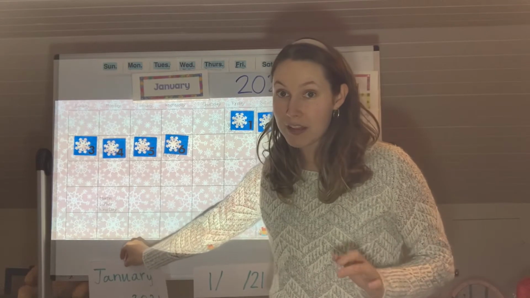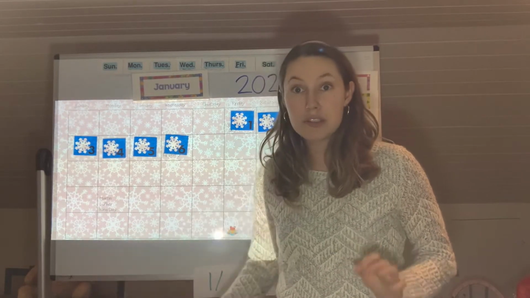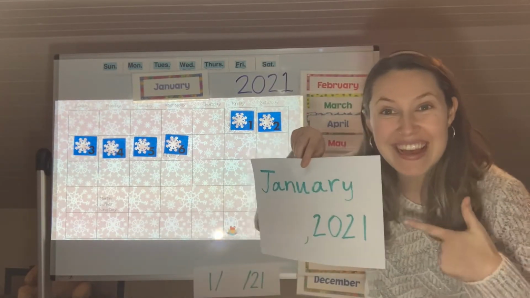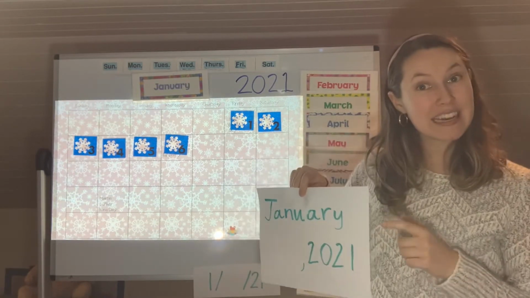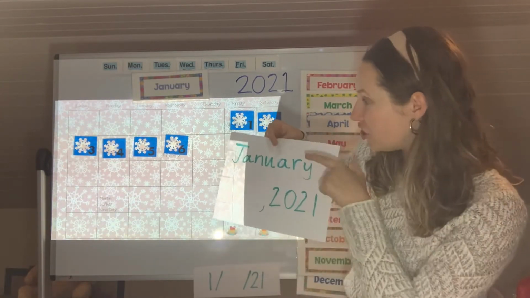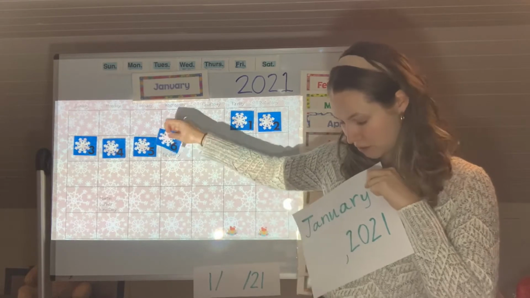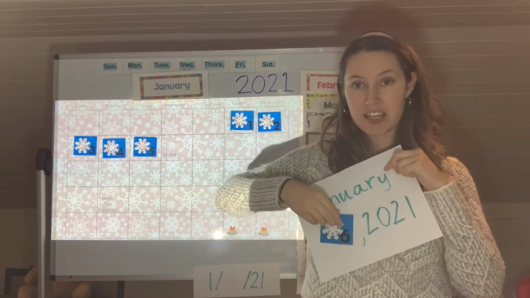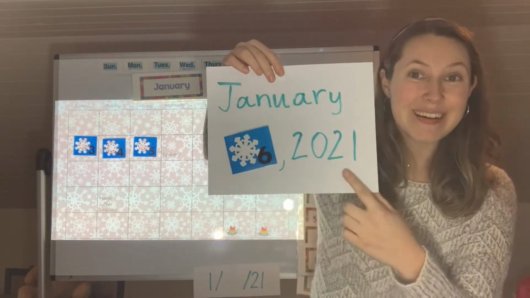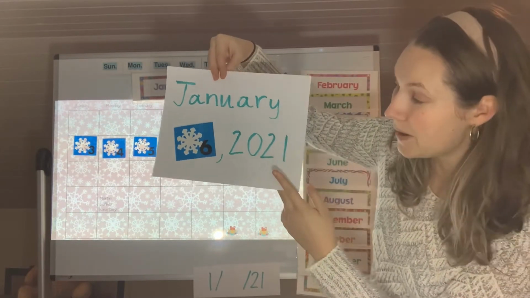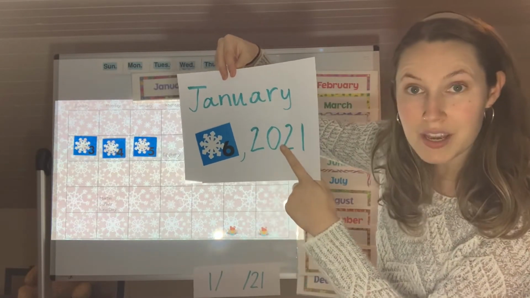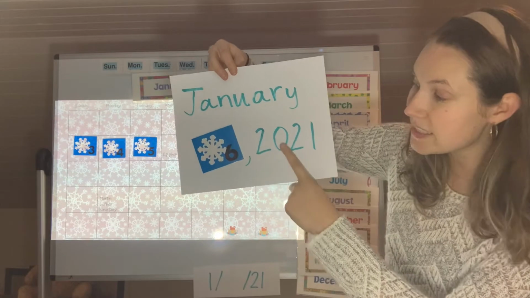Now you have in your last packet a new date card, and it has the month of January on it. So if we were writing today's date, we would write January, and we would use that number, the 6th, 2021.